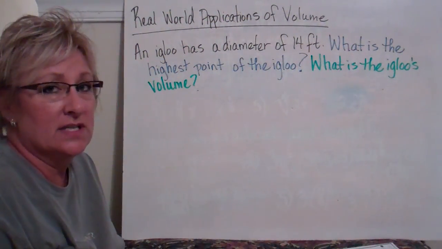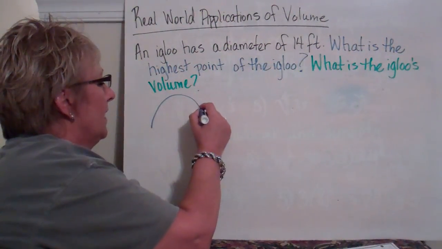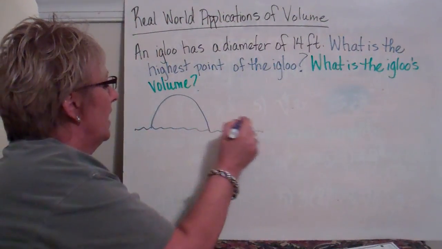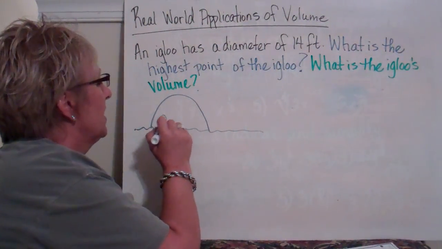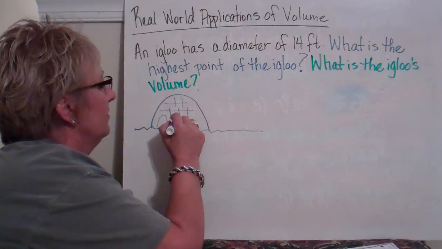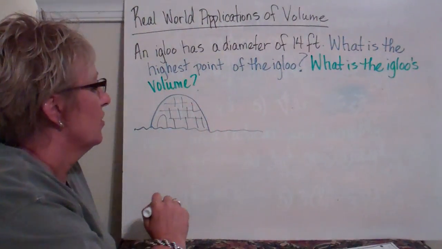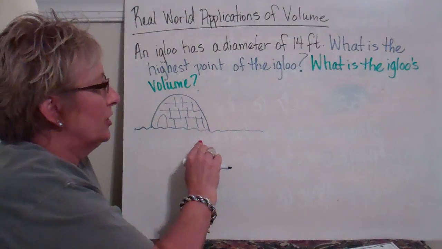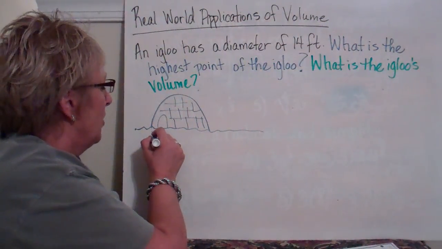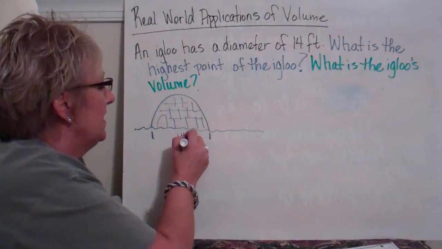The first thing I'm going to tell you is, let's draw an igloo. Now, you don't have to be specific, but I know an igloo, and here's the ground, okay? It has a little door so people can get into it, and it's got blocks of ice in it, just like the concrete we use. This is my igloo. Now, it says that the diameter of the igloo from this point to this point is going to be 14 feet.